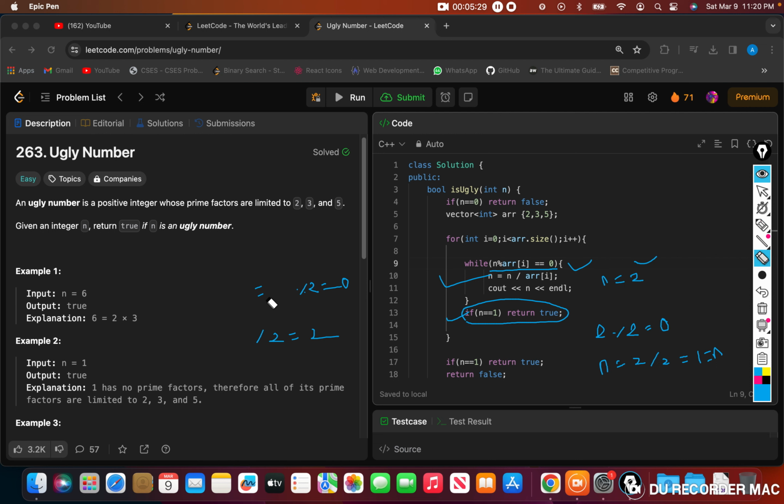This is like dividing the same number by 2, 3, and 5 repeatedly until we get our answer as 1. If we don't get our answer as 1, we simply return false.